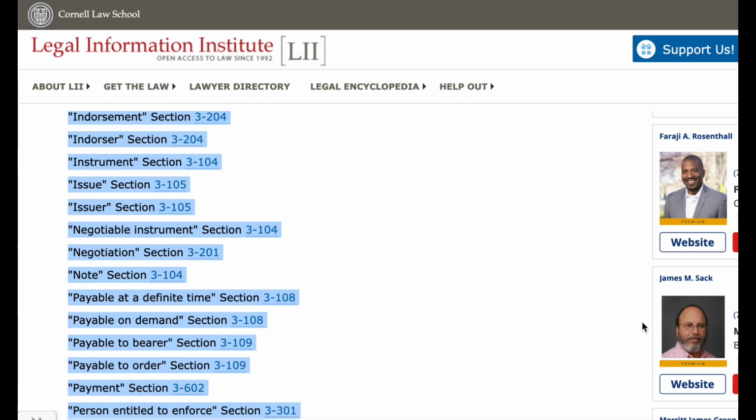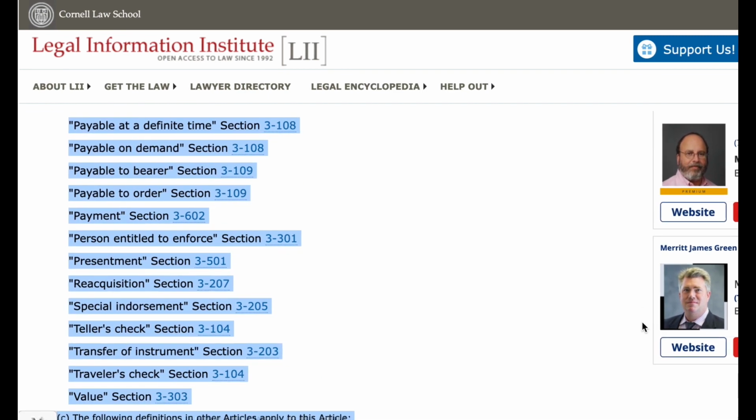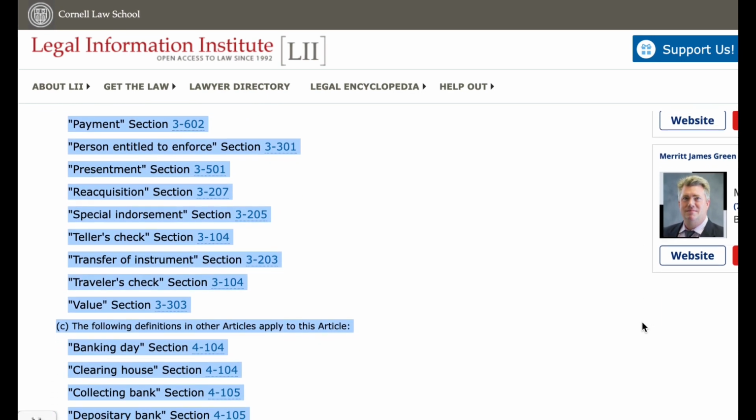Consideration, Section 3303; draft, Section 3104; holder in due course, Section 3302; incomplete instrument, Section 3115; endorsement, Section 3204; endorser, Section 3204; instrument, Section 3104; issue, Section 3105; issuer, Section 3105; negotiable instrument, Section 3104; negotiation, Section 3201; note, Section 3104; payable at a definite time, Section 3108; payable on demand, Section 3108; payable to bearer, Section 3109; payable to order, Section 3109; payment, Section 3602; person entitled to enforce, Section 3301; presentment, Section 3501; reacquisition, Section 3207; special endorsement, Section 3205; teller's check, Section 3104; transfer of instrument, Section 3203; traveler's check, Section 3104; value, Section 3303.